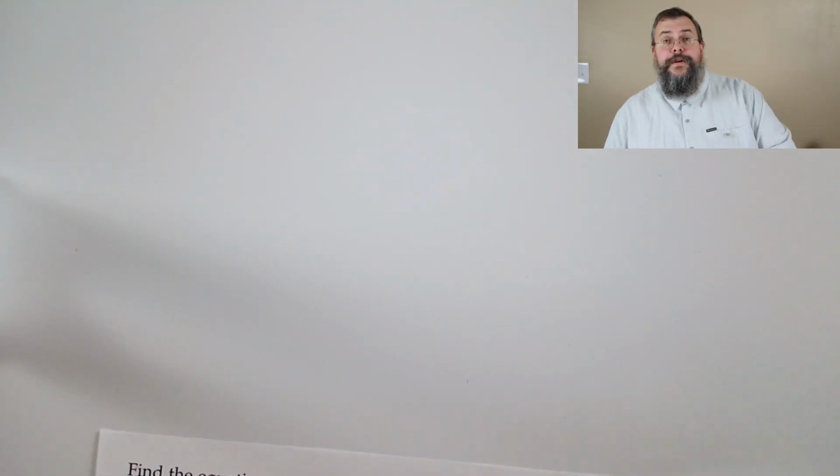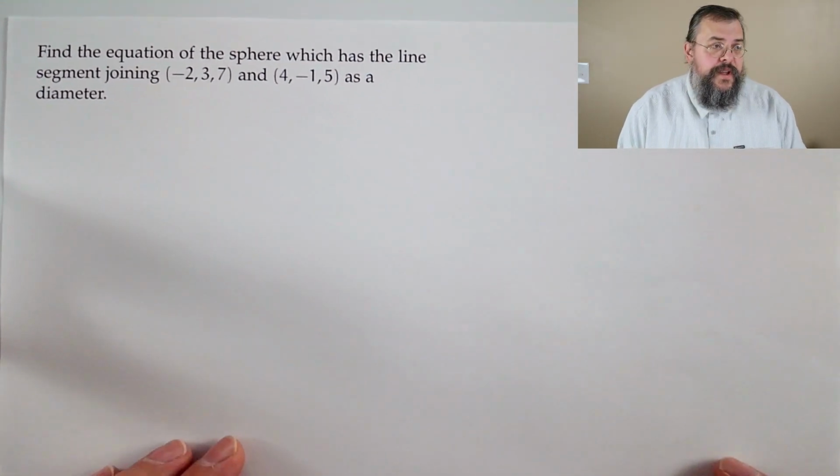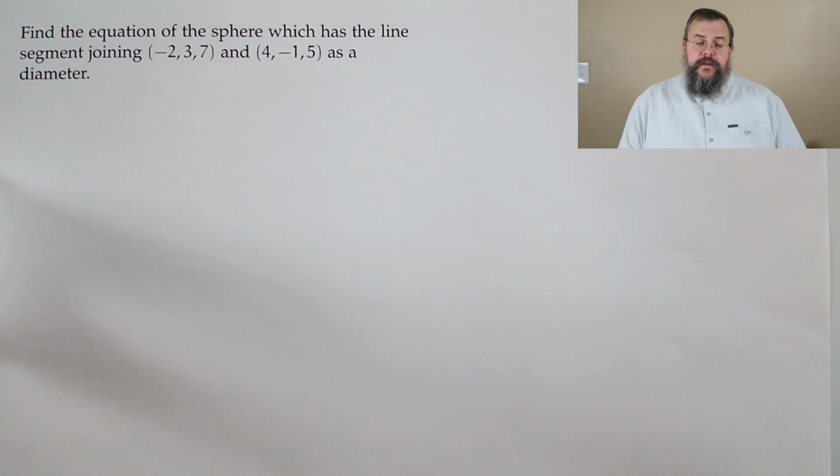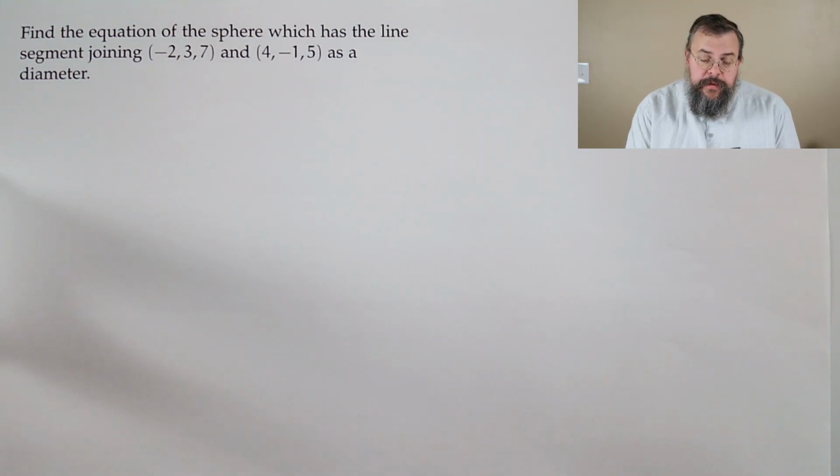So let's do one more problem. Find the equation of the sphere which has the line segment joining -2, 3, 7 and 4, -1, 5 as a diameter.